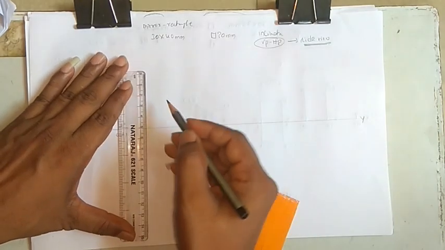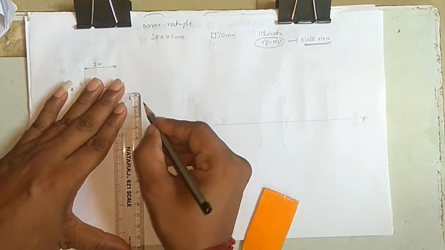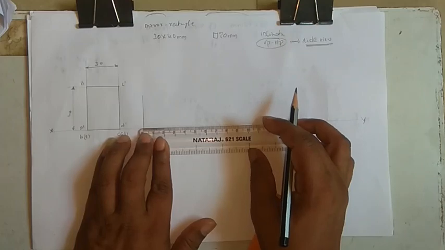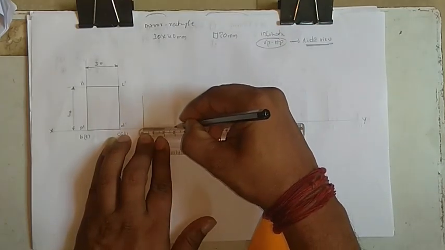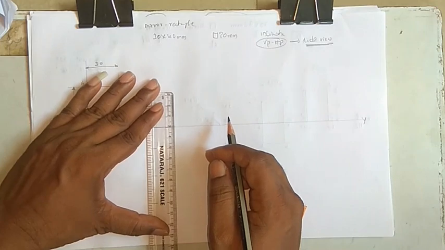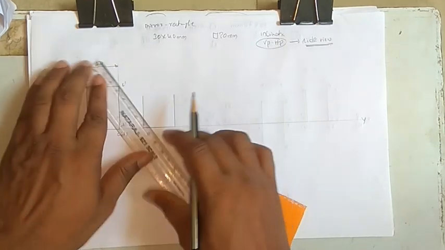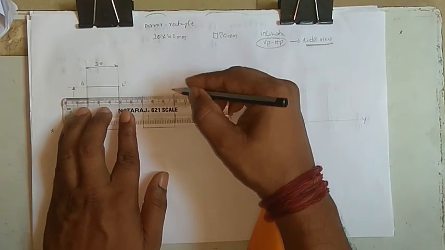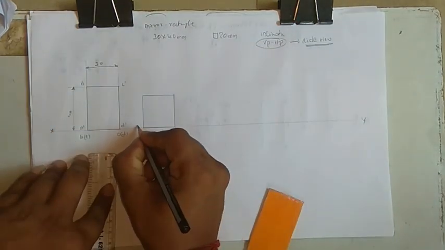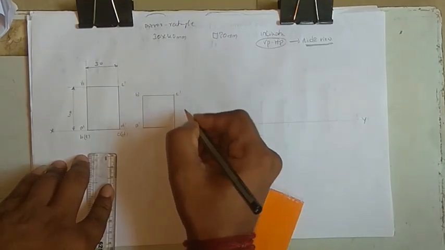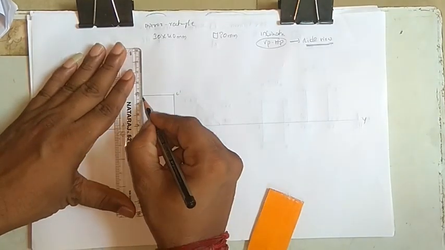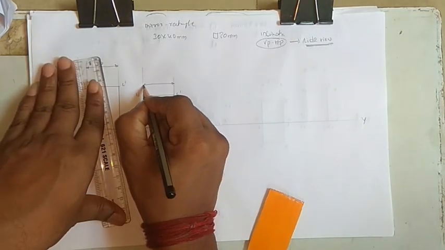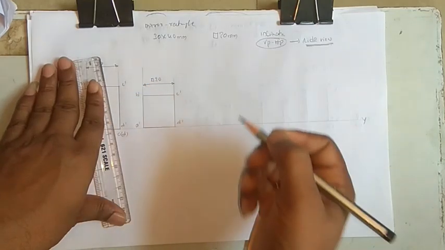Now it looks like a square of 30, so you just take a square of 30 here directly. We'll write again A dash, B dash, C dash, D dash, and name the dimension. You will write this is the square of 30.